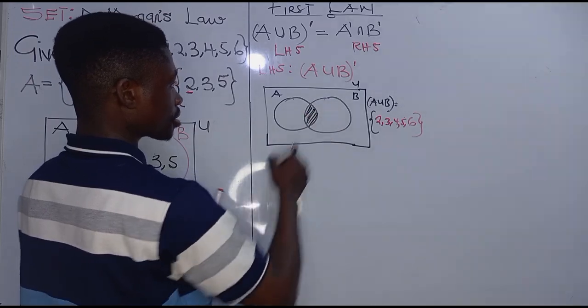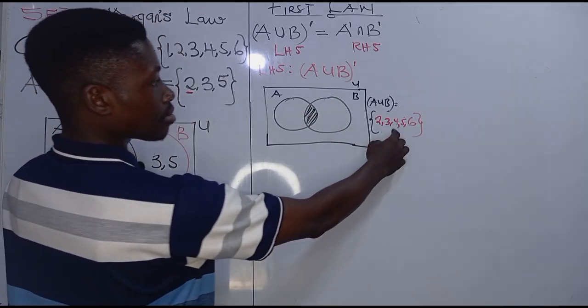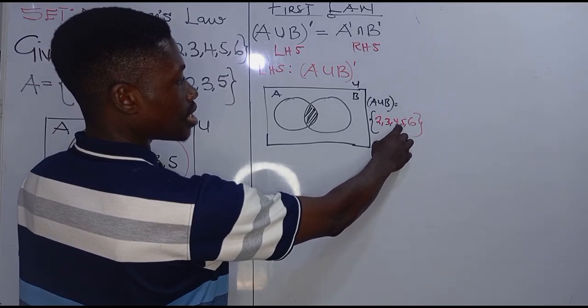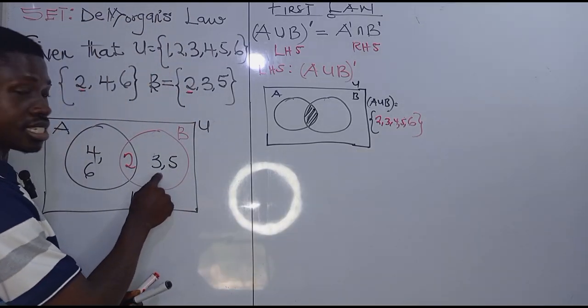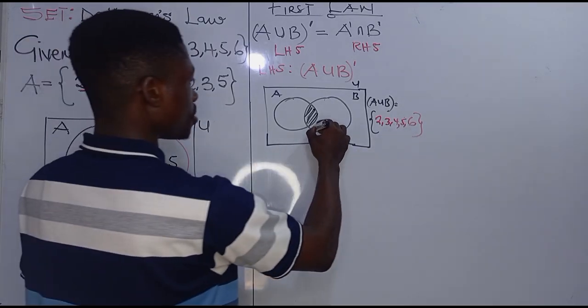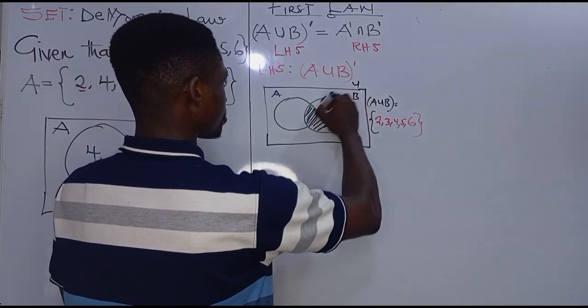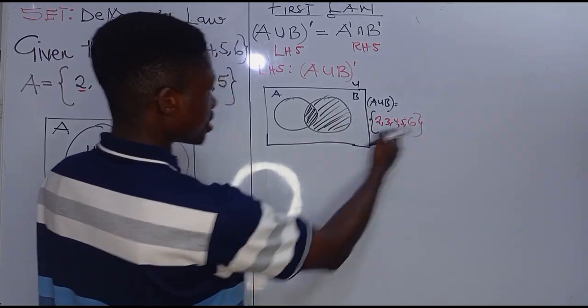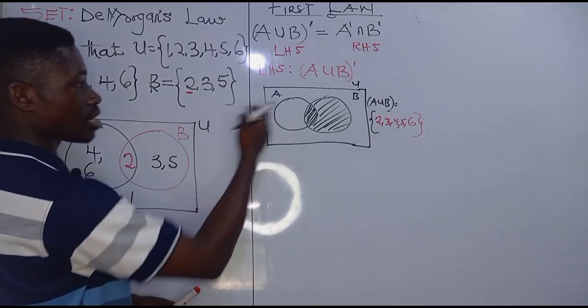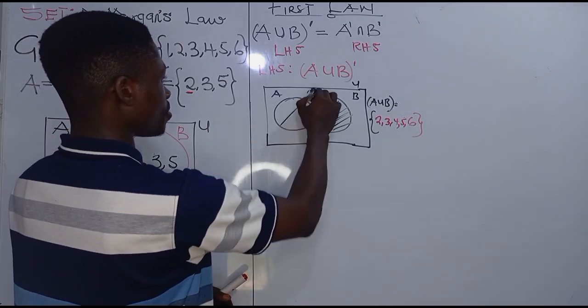We also have 3 and 5. So 3 and 5 is this particular region. So we are going to shade the whole of this region. We also have 4 and 6, and 4 and 6 is this particular region. So we are going to shade the whole of this region.